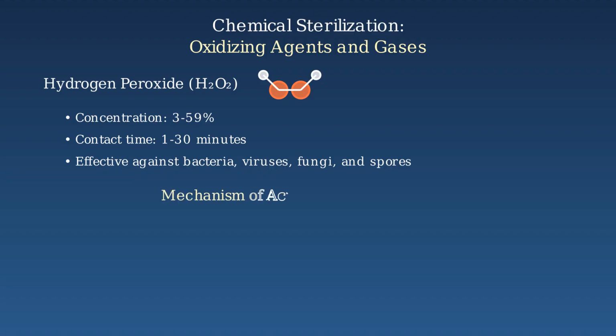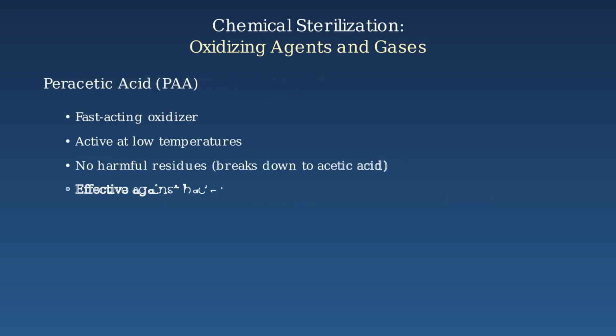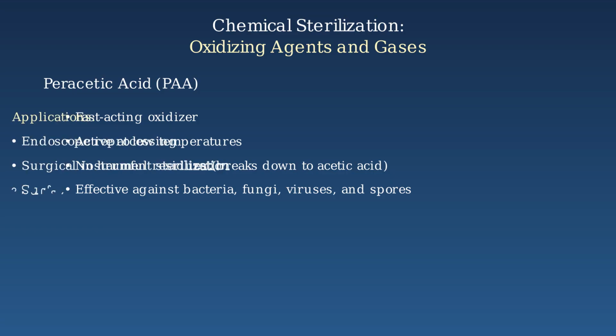Hydrogen peroxide generates hydroxyl free radicals that attack cell membranes, DNA, and proteins of microorganisms. Peracetic acid is a fast-acting oxidizer effective at low temperatures. Unlike other chemical agents, it breaks down into non-toxic acetic acid and oxygen, leaving no harmful residues.